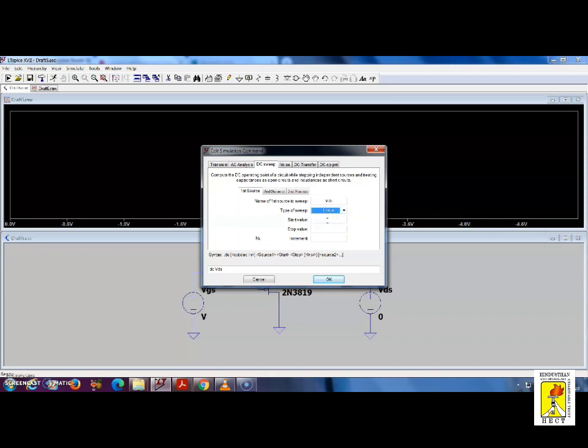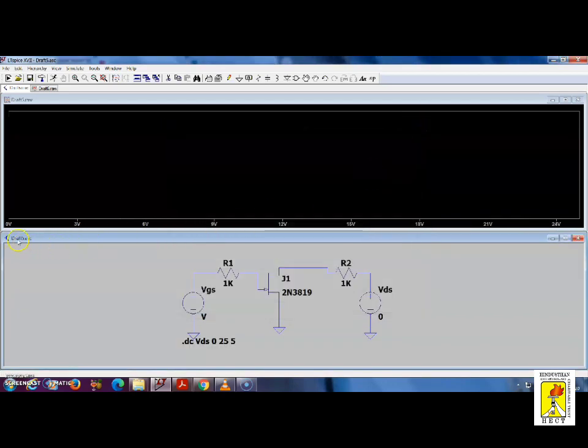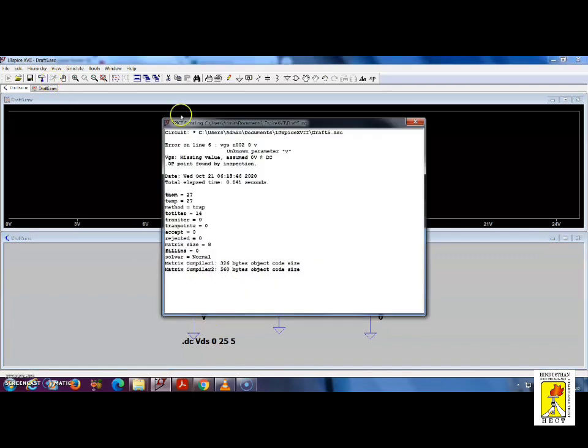Fix this as linear, with a start value from 0 and a stop value up to 25 volts, at an increment of 5 volts for VDS. You can look over here: 0, 3, 6, 9, 12, up to 25, we had taken the VDS voltage. And again I want to sweep it.